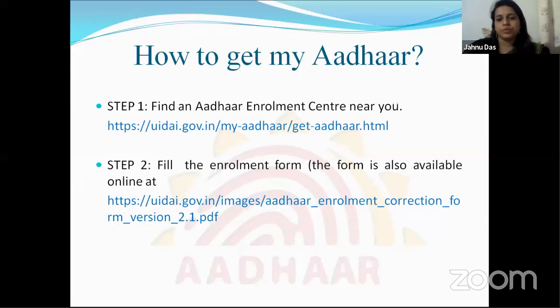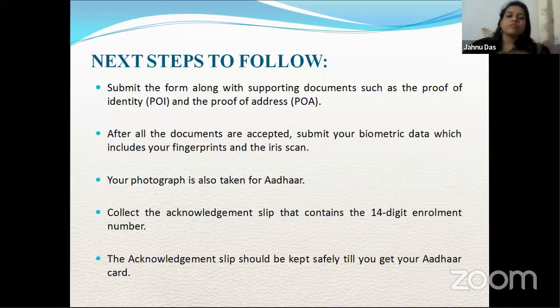And what details does the form require? It's very simple, something very easy: your home address, your name, your ID proof, your address proof. This type of very basic, simple information is what the form asks for. After submitting the form with all your proof of identity and proof of address, with all the documents, your biometrics will be taken, your retina scan, your fingerprints, and your photograph is taken.